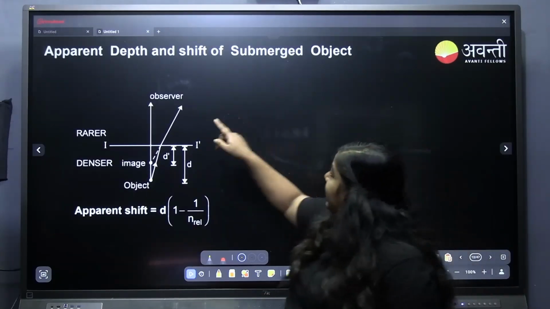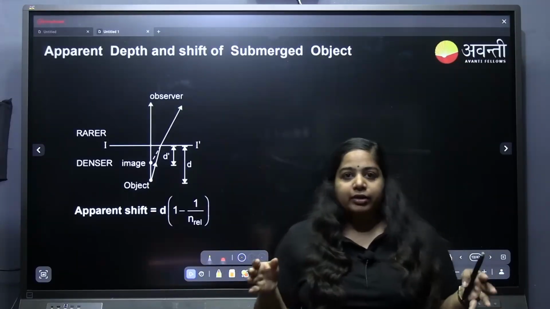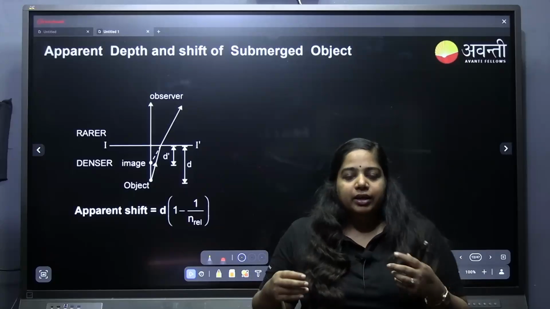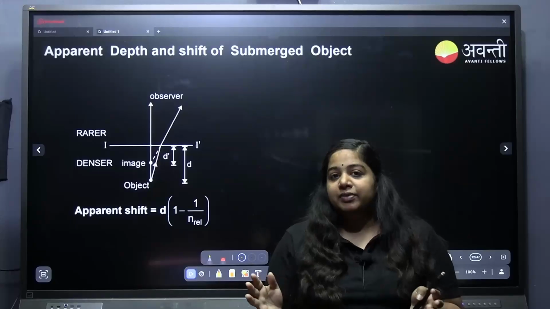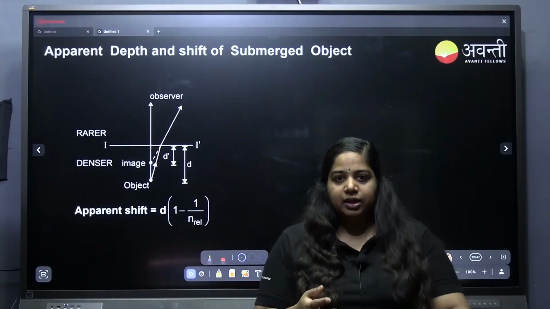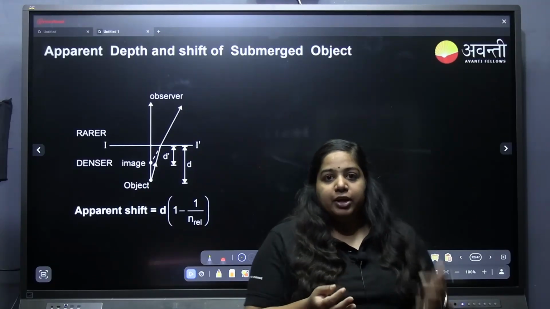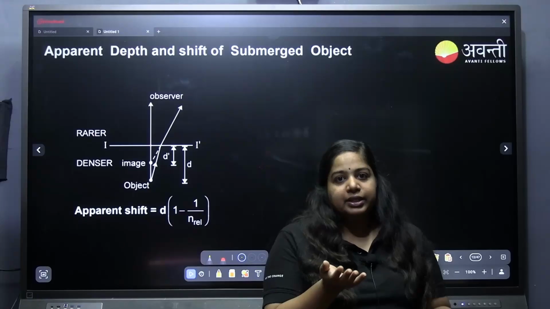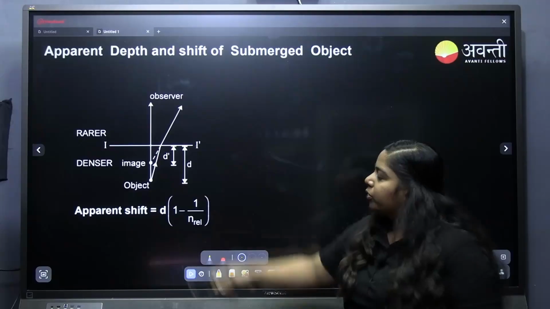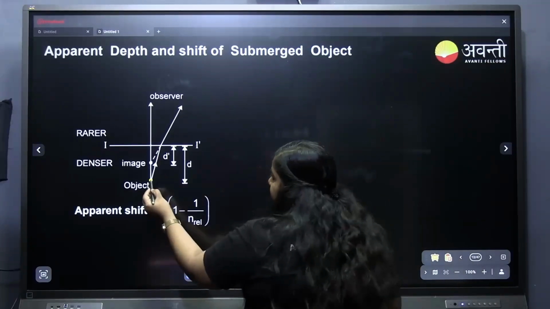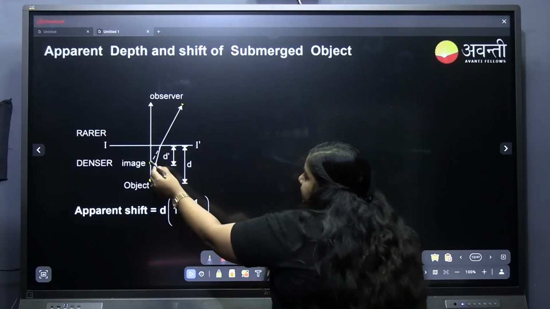Next is called apparent depth and shift of a submerged object. When you look into a water tank, when you look from above and when you look from the side, the image will look different, right? Or when you look inside a water tank, there is a coin, let's say, you will feel like it is closer to the surface than the actual depth. So that is called apparent depth. And how to calculate that? Actually the object is here, but when you look from here, the object will look as if it is here.